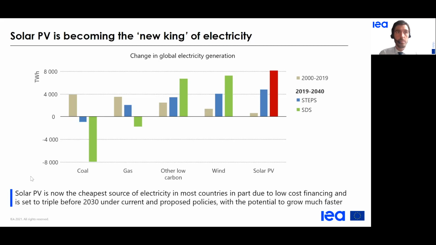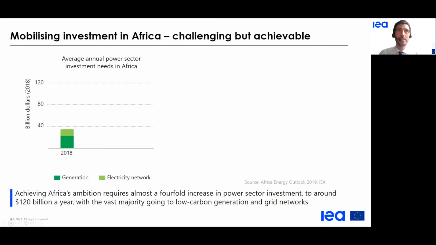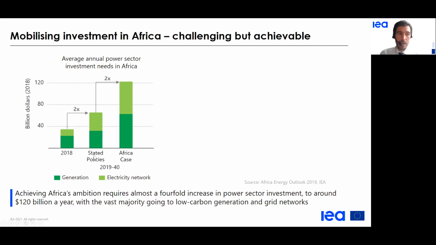Looking at investments, here is an analysis we did 2 years ago on the investment needs in Africa for the power sector. You may recall our two main scenarios: stated policies, which is what is expected to happen under announced and backed policies, and our Africa case, where we want to reach universal access to electricity and enhanced and inclusive economic growth. Under this Africa case scenario, we would expect investment in the power sector in Africa to be multiplied by 4. And I like to remind that today's levels of investment in Africa in the power sector are very low. Africa accounts for only 4% of global power supply investment, despite being home to almost 20% of the world's population.